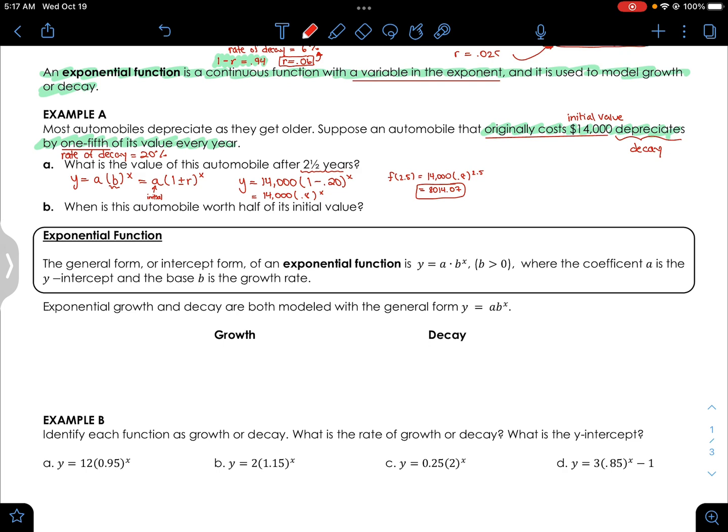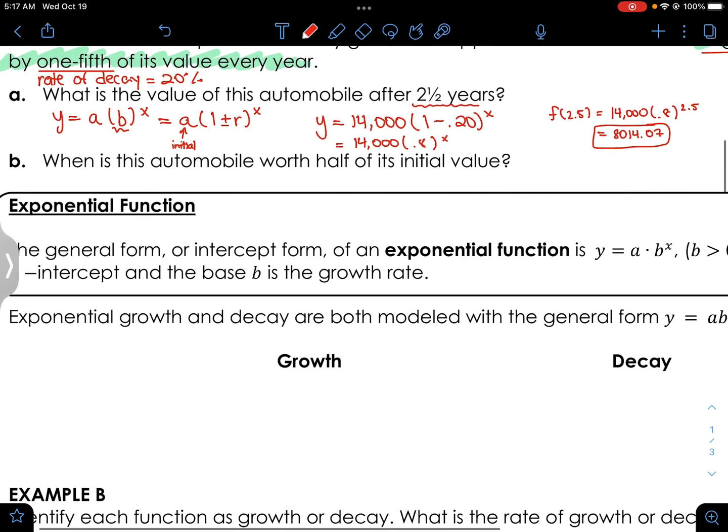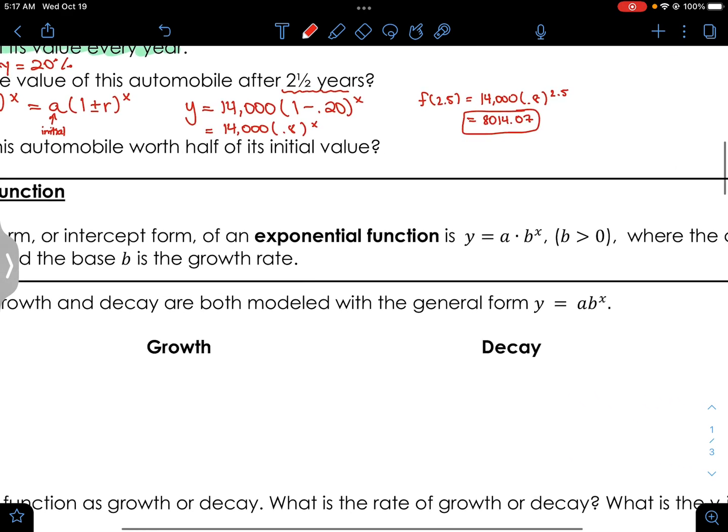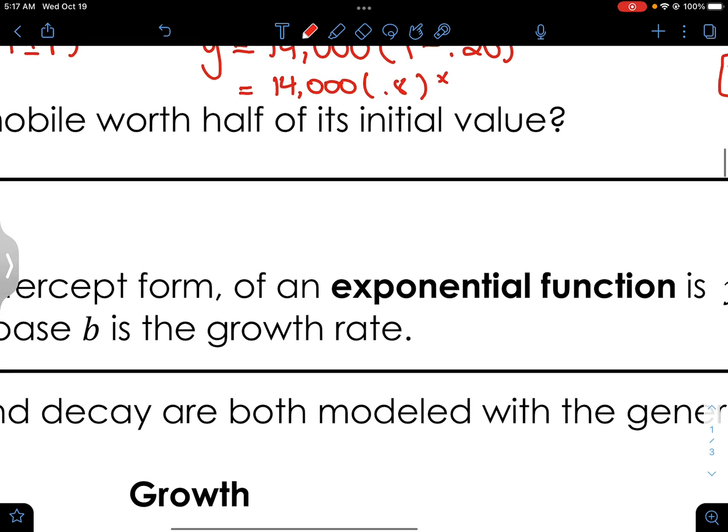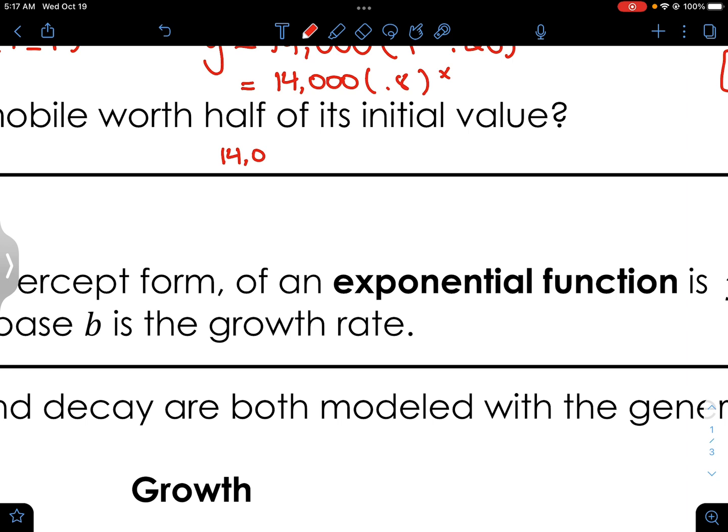So in the second part, it says, when is this automobile worth half of its initial value? So what we really want to figure out is we want to take our equation and say, when is it equal to $7,000? And this type of problem, we do not know how to solve algebraically yet. We have not learned that.